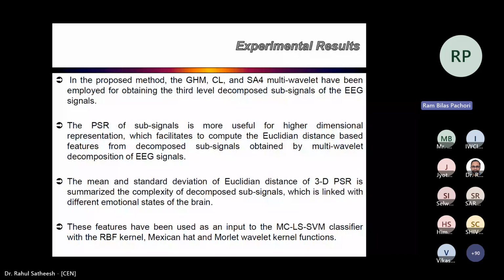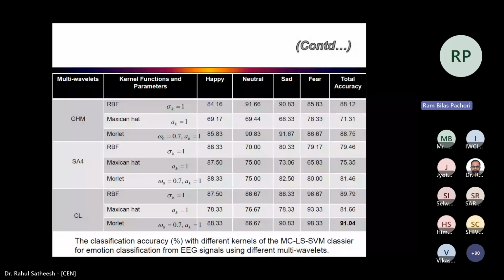Next slide, please. And here also, since it's a multi-class classification problem, we have used a multi-class least squares support vector machine classifier because there are 4 emotions, a 4 class classification problem. For the GHM, SA4, and CL multi-wavelets, in this table you can see the kernel functions and parameters, which were computed based on trial and error methods. And then for happy, neutral, sad and fear emotions, you can see the total accuracy. In the case of the CL multi-wavelet, the Morlet kernel function gives you 91.04% classification accuracy, which is better than the other multi-wavelets that we have studied.